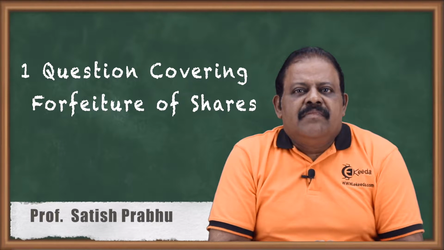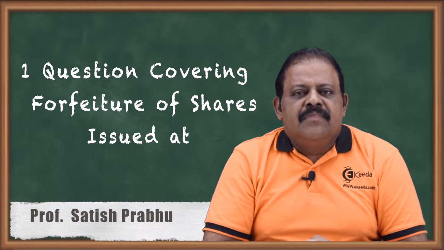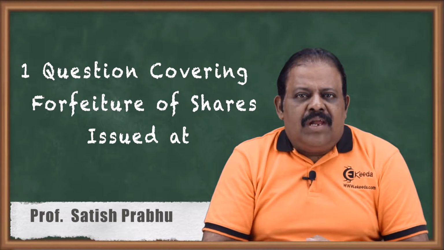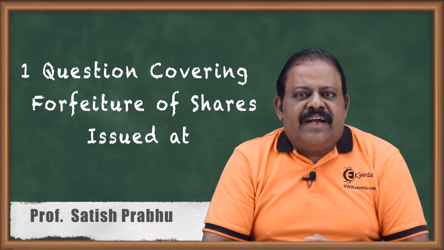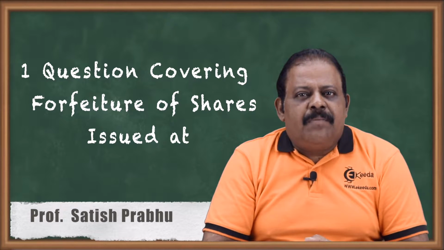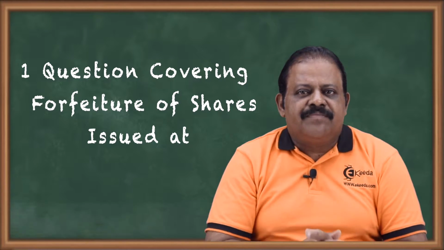Hello friends, let us discuss now the concept of forfeiture of shares. When a shareholder makes default in payment of call amount, finally the company cancels his shares. That is called forfeiture of shares. This is a punishment for the shareholder. The amount so far paid by him is not returned, which becomes profit for the company, and it is transferred to share forfeiture account.